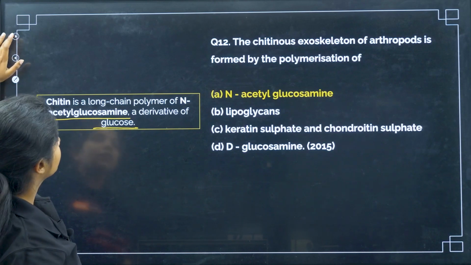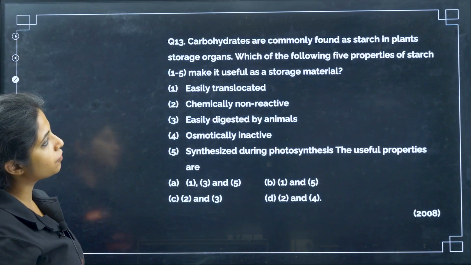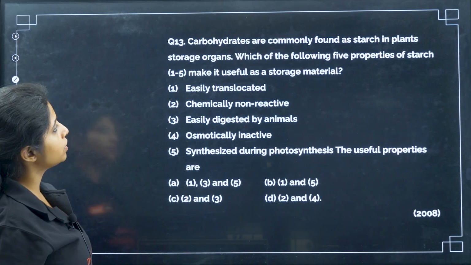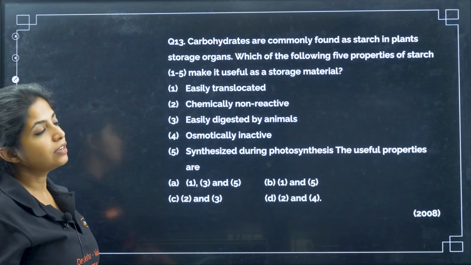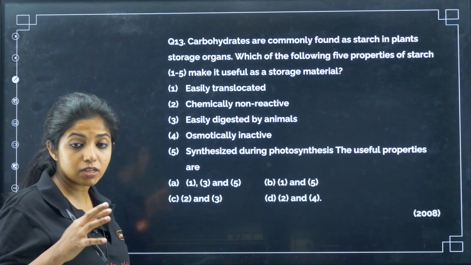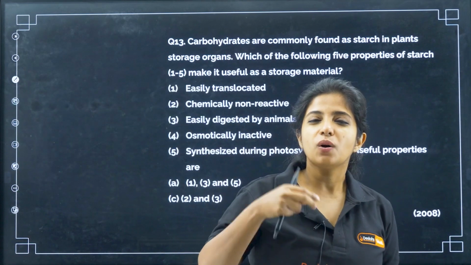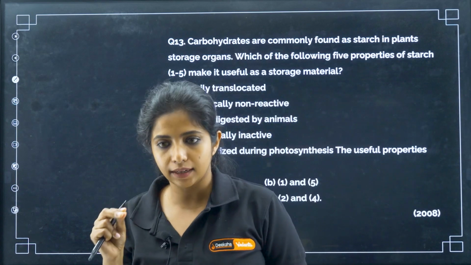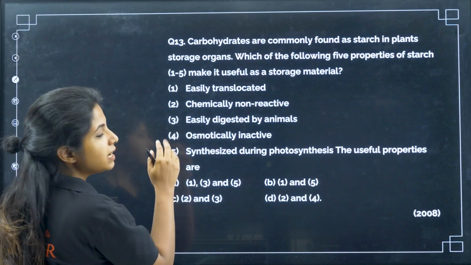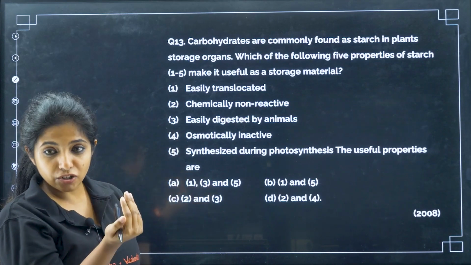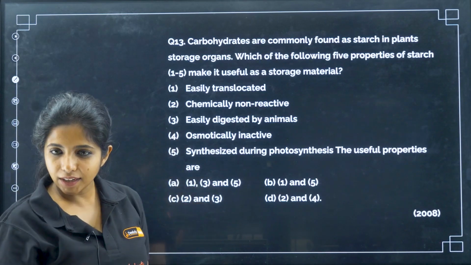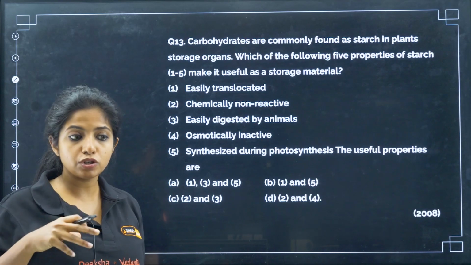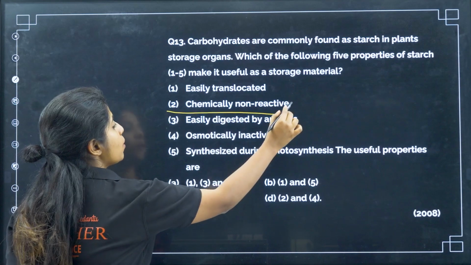Cool? Now, going ahead. Carbohydrates are commonly found as starch in plants, plant storage organs. Which of the following properties of starch make it useful as a storage material? You're not asked what is true for starch. You are asked what is that something that makes starch the perfect storage material? That it is easily translocated? Is it easily translocated? Chemically non-reactive? Yes, it is chemically non-reactive, which is why it is used as a storage. Storage things should not be reactive, right? So, this is one very important property.